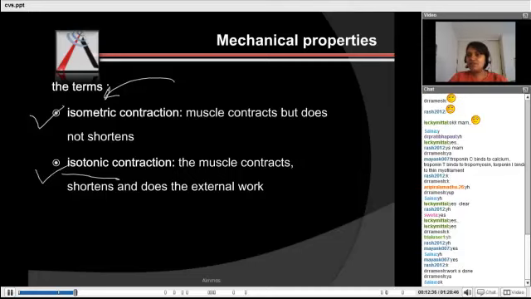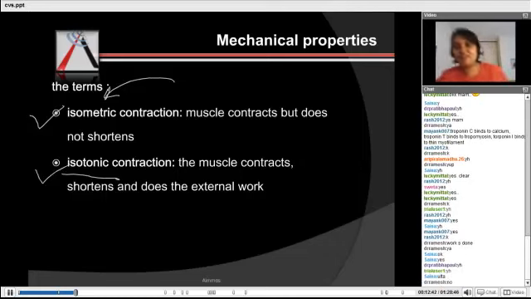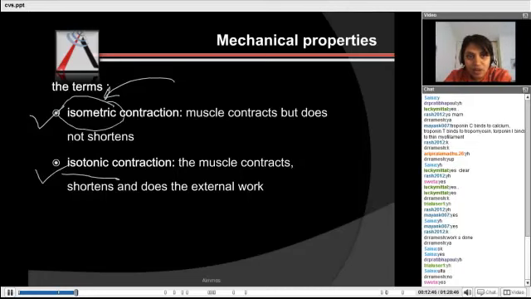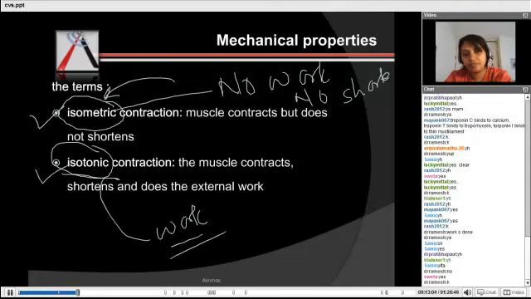Did I say it the wrong way round for the first time? Okay, I'm so sorry. Now when I'm saying that, I realize that. Okay, isometric: no work, no shortening. But the muscle is trying to contract. Isotonic: the muscle is contracting and work is happening.